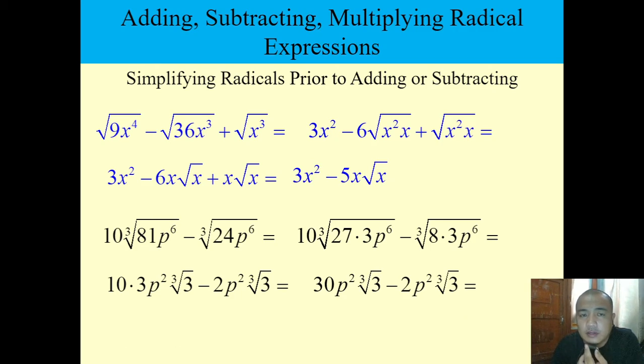Okay, can you follow, class? I hope so. Okay, we can still simplify this. Since they are like radicals, cube root of 3, we just subtract 30p squared minus 2p squared, which is 28p squared cube root of 3.